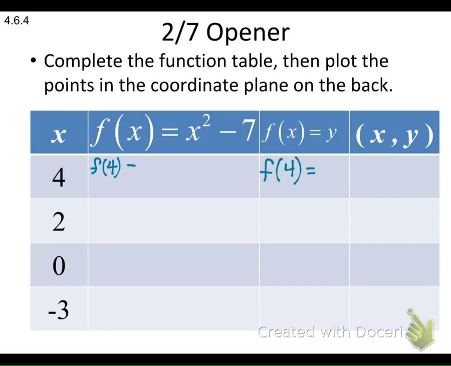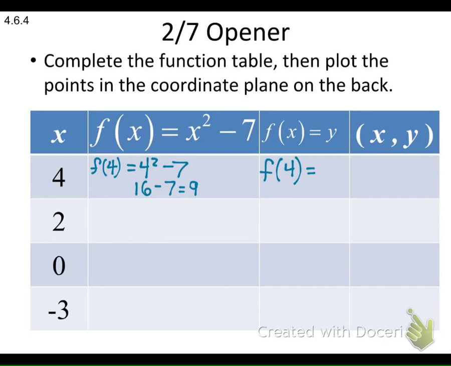So the function of 4 equals 4 squared, because I'm replacing that x, minus 7. Can someone punch 4 squared into their calculator? What's 4 squared? 16, yep. So 4 squared is the same as 4 times 4, which equals 16. And then I'm going to continue the equation down here. What's 16 minus 7? 9. Okay, perfect. Thank you, Kelly.